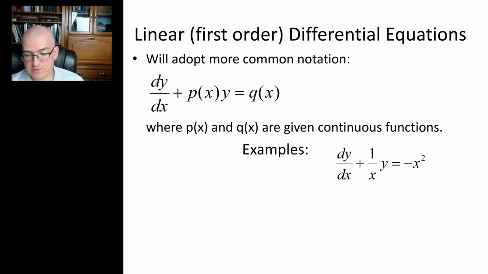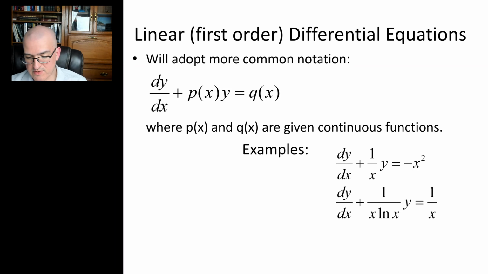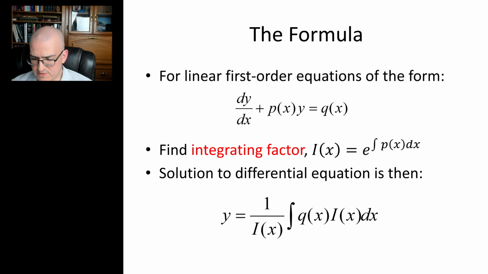Some examples of first order linear differential equations are shown here. We have dy by dx plus 1 over x times y is equal to negative x squared. Here's another one: dy by dx plus 1 over x ln x times y is equal to 1 over x. Is there a third one? No, there's not.